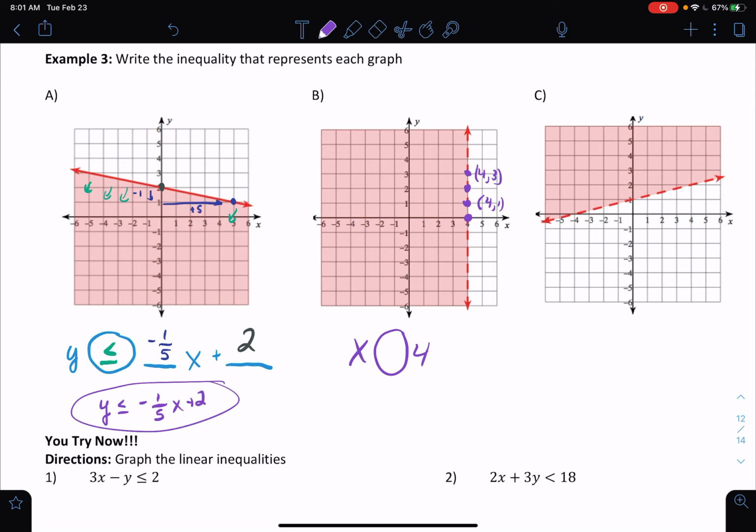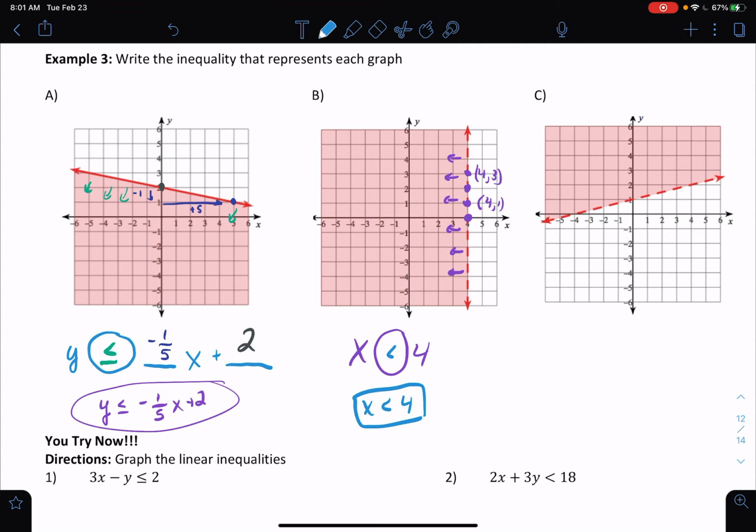All right, well, notice that it's dashed, so we're either looking at less than or greater than, and we shade to the left here, which means we're getting smaller. So this is going to be x is less than 4.